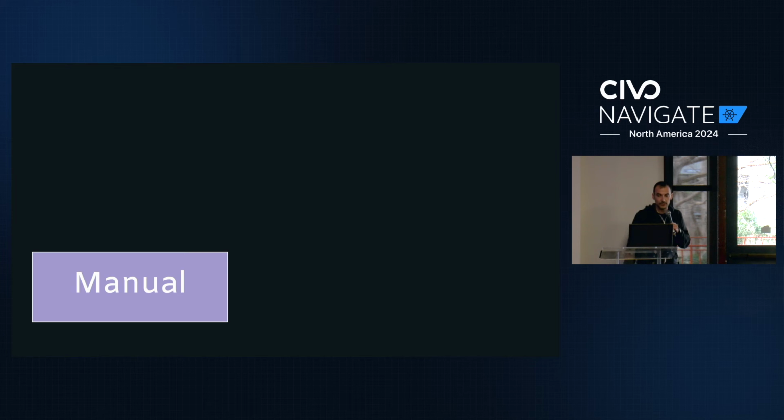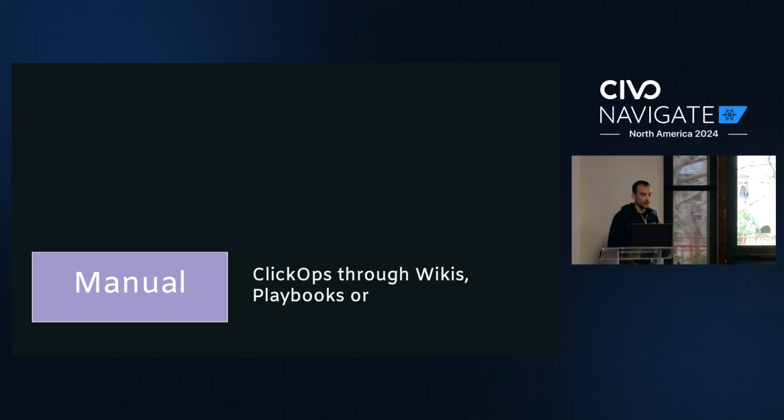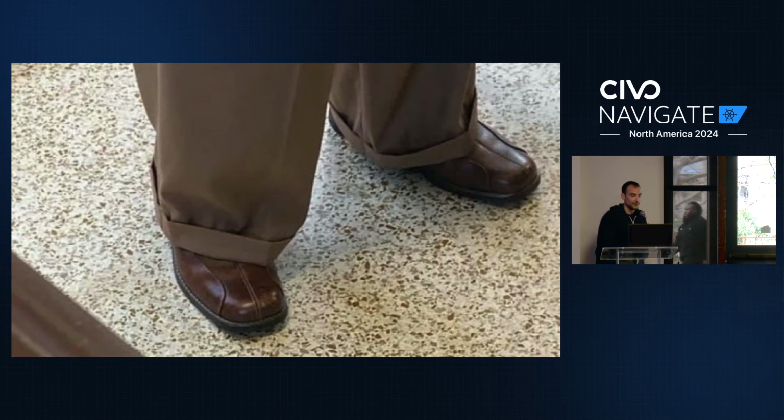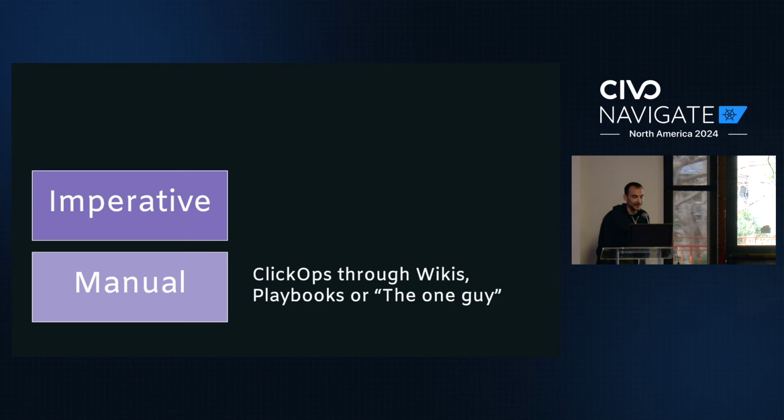So again, quickly go through. We have the manual approach. So this is ClickOps through wikis, playbooks, and so on. And now comes a thing that's what I had in my company. This guy. This one guy you all know about, and they say, hey, go to him. He knows how to create this. And then you contact them. And this is something, it works. It's on the first level on this, but we should continue.